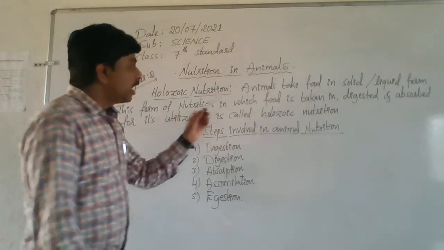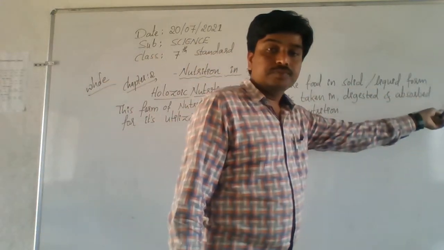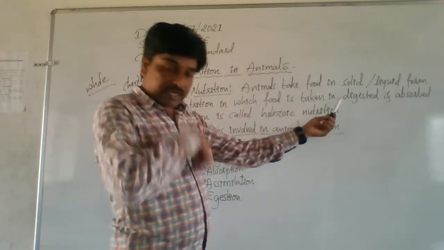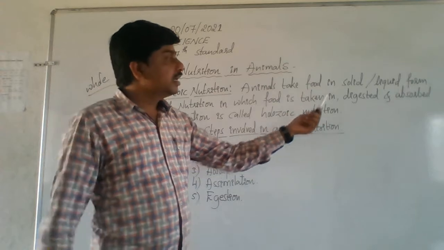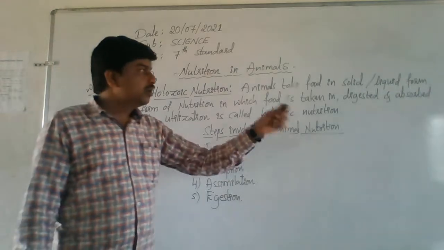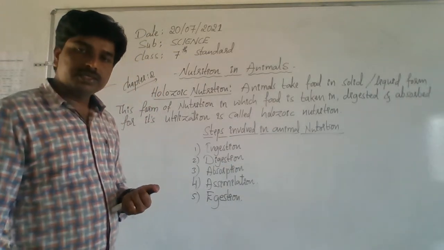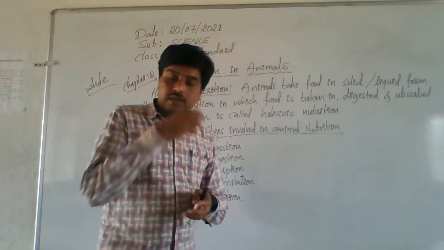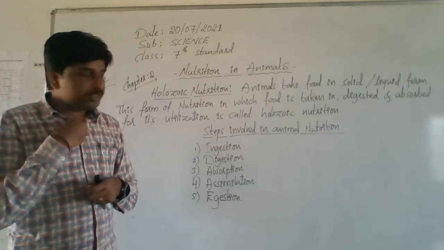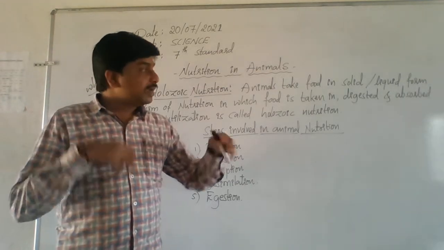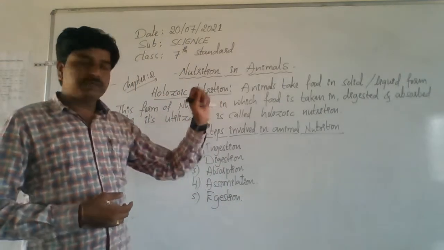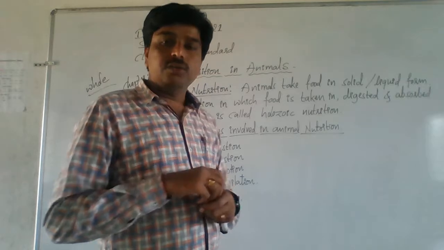Understand? See, animals take food in a solid or liquid form. This form of nutrition in which food is taken in, digested and absorbed for its utilization is called holozoic nutrition. Understand? So animals normally take liquid or solid food, and this form of nutrition in which food is taken in, digested, absorbed and utilized is called holozoic nutrition.